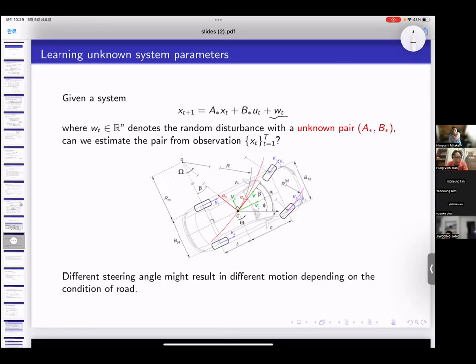So in the system identification problem, we don't really know what A star and B star are. So let's say we apply some control actions U1 up to some large time t, and let us say these control actions are known. That just means that we try a bunch of different control actions on the system. Then as a result, we observe the trajectory. So the problem is to find A star and B star.